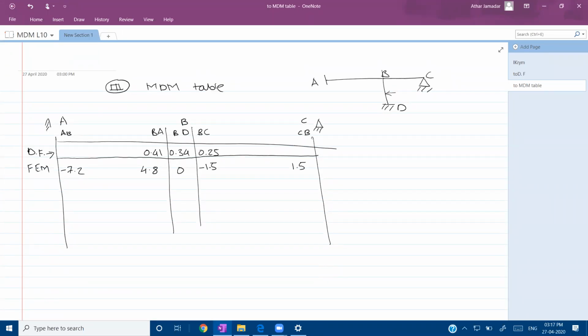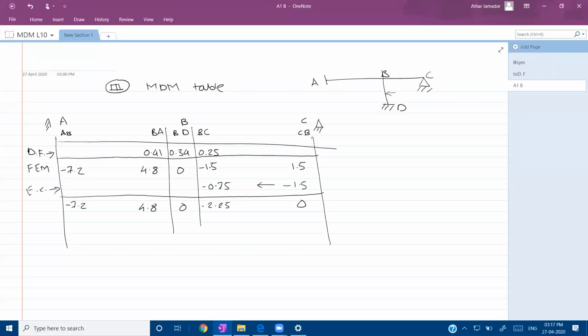So 1.5 moment is acting with positive sign. So minus 1.5 moment should be added, and half of that should be carried over to the nearest support. So it will be equal to minus 0.75, and now taking the summation, this will be equal to 0. This is minus 7.2. This is 4.8. This is 0. This is minus 2.25. This is the step of end correction.